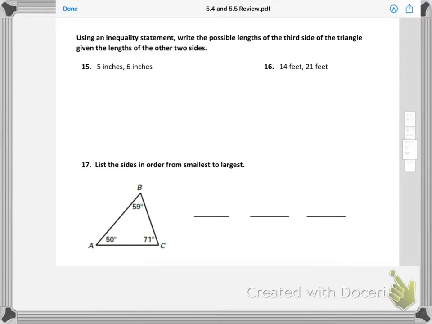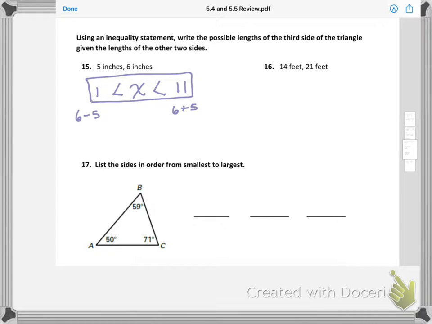Okay, so this question says, using an inequality statement, write the possible lengths of the third side of the triangle given the lengths of the other two sides. So, to write an inequality statement, you put your x, which is the missing side, in the middle, and then you say x has to be less than the sum of the two other sides, which would be 11, and it has to be greater than the difference of the two sides, which is 1. So again, to get the 1, I said 6 minus 5, and to get the 11, I said 6 plus 5. This is your inequality statement.